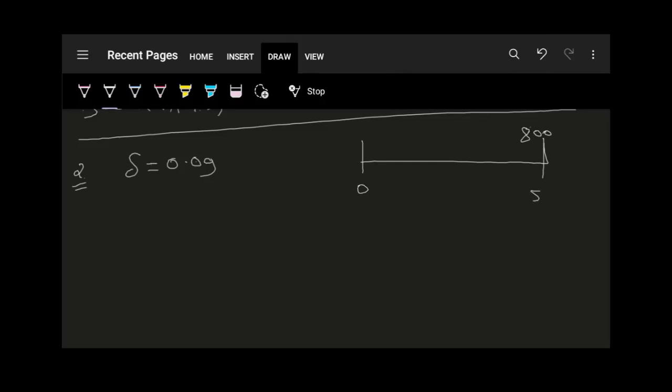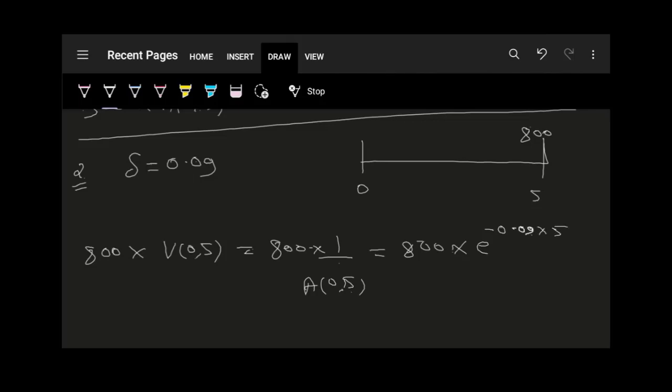So the present value of this 800 will be 800 into the discounting factor of 5 years, which is nothing but 1 upon the accumulation factor of 5 years, that is 800 into e to the power minus 0.09 into 5. This minus sign denotes that we are calculating discounting, we are discounting this value back in time. This will be 510.1.